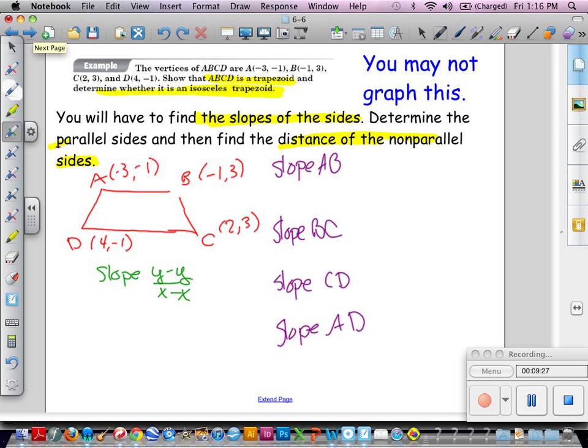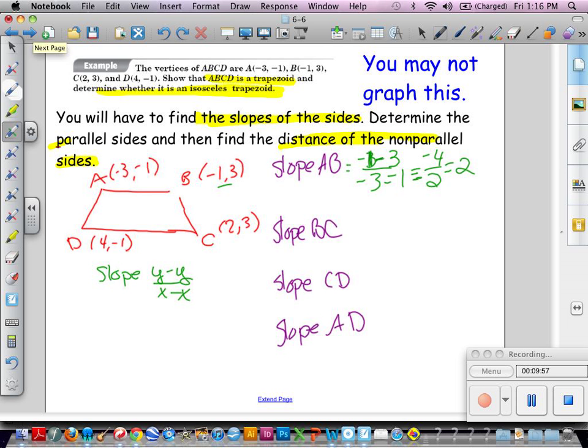I'm going to take a -1 minus 3, and then I'm going to take -3 minus -1. I'm going to get a -4 over 2. Let's see, that's -2.